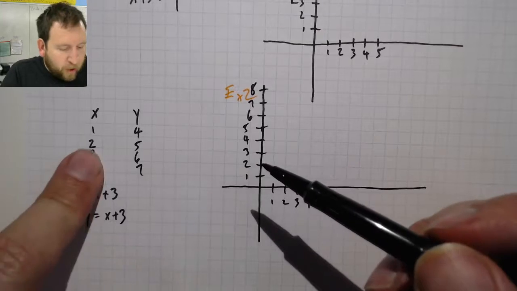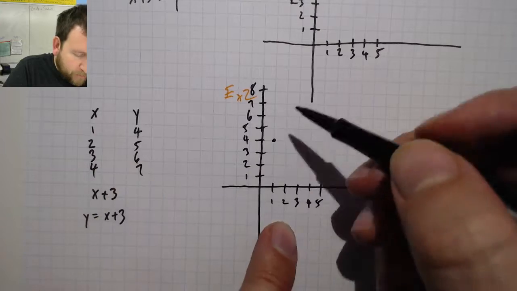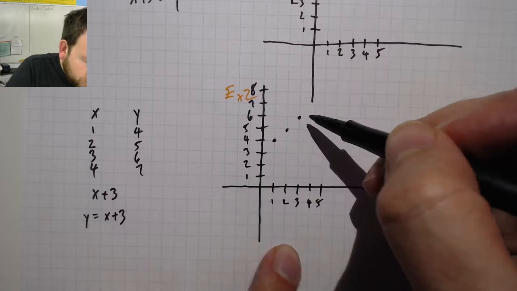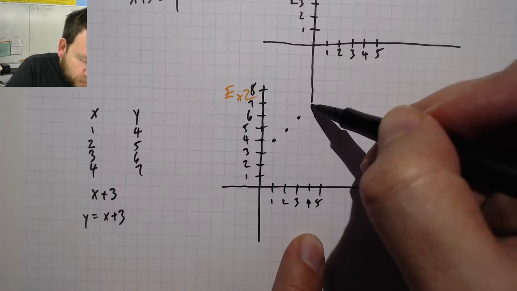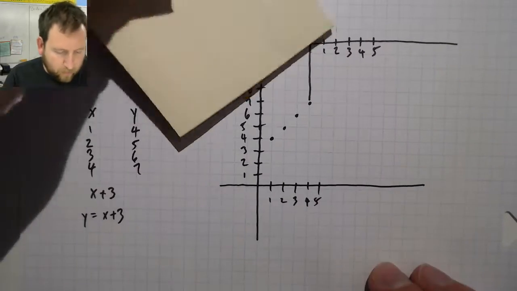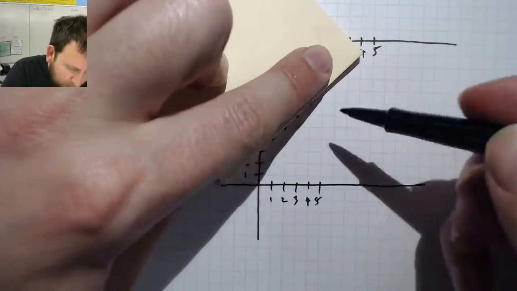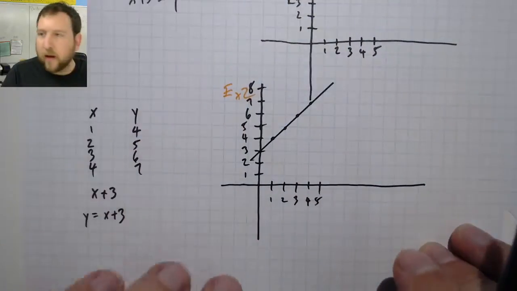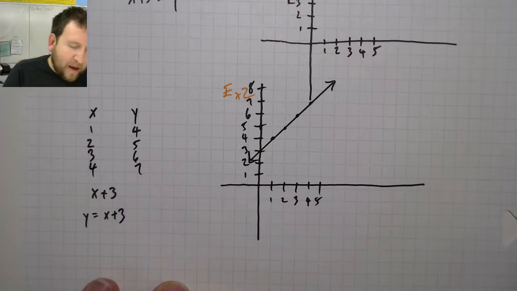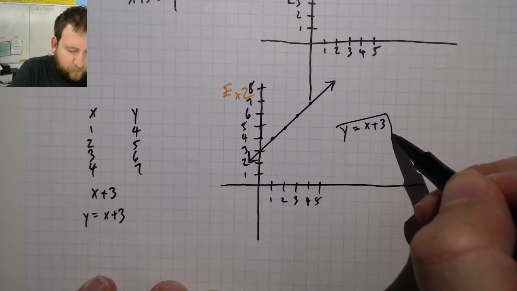All right, I'm going to put all these points in. 1, 4, 2, 5, 3, 6, 4, 7. All right, I've got my points. Now I'm going to go find my lucky Post-it notes. And I'm going to make my line. Oh, I did a little better that time. I'm going to say this line does go on forever in both directions. And my rule here is y equals x plus 3.